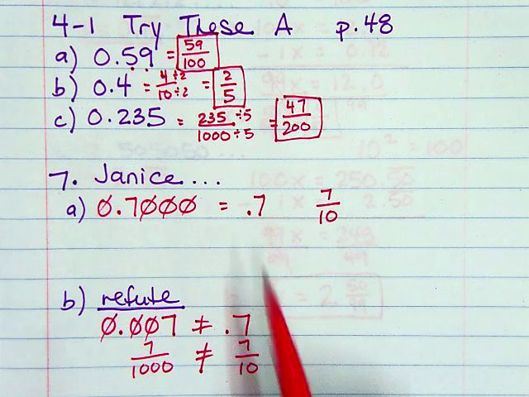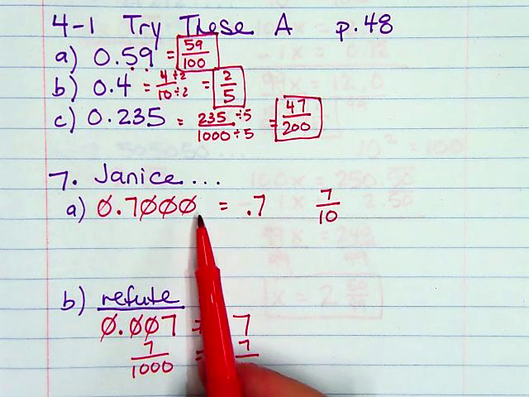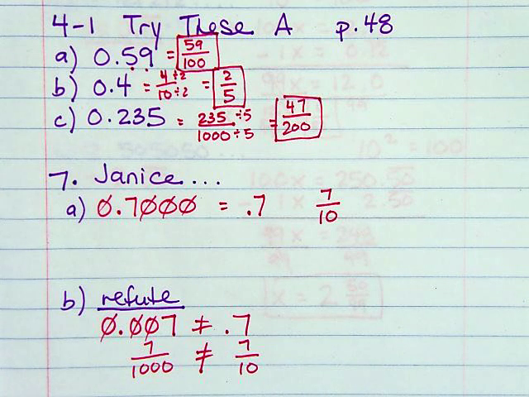They can only fall away if there's nothing between the non-zeros, and that's including the decimal point. So it's really important that you understand the difference of where that 7 lies in its value.